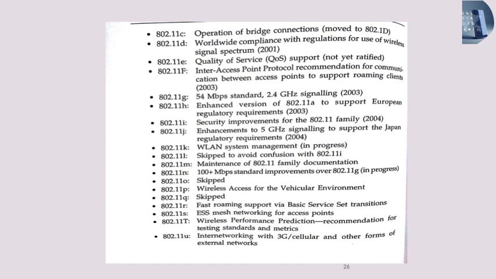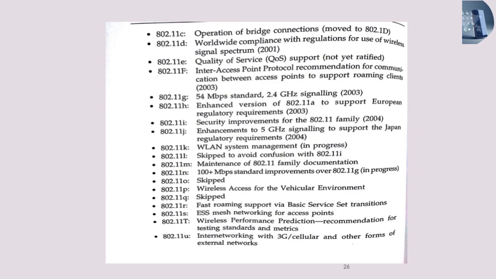802.11h, enhanced version of 802.11a to support European regulatory requirements. 802.11i, security improvements for the 802.11 family. 802.11j, enhancements to 5 GHz signaling to support Japan regulatory requirements. 802.11k, wireless LAN system management. 802.11l, skipped to avoid confusion with 802.11i. 802.11m, maintenance of 802.11 family documentation. 802.11n, 100 plus Mbps standard, improvements over 802.11g.